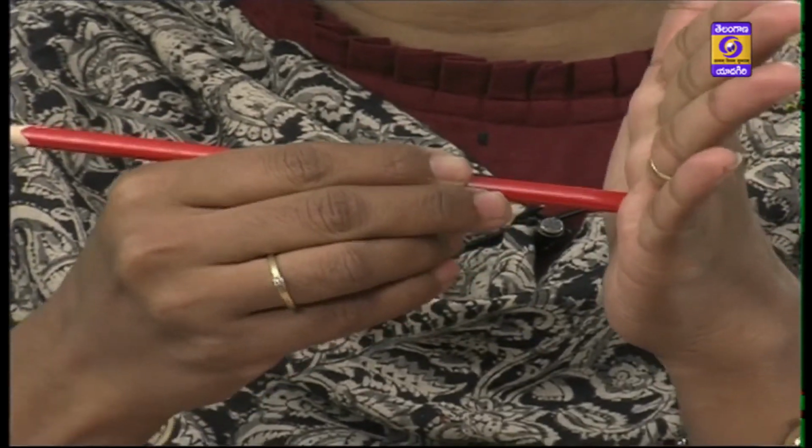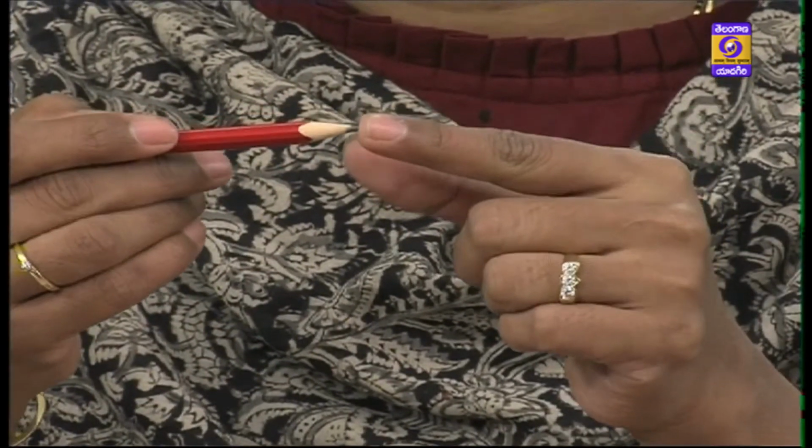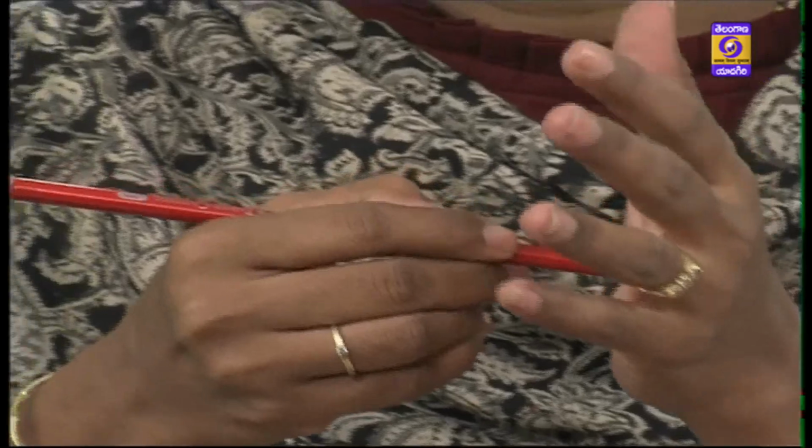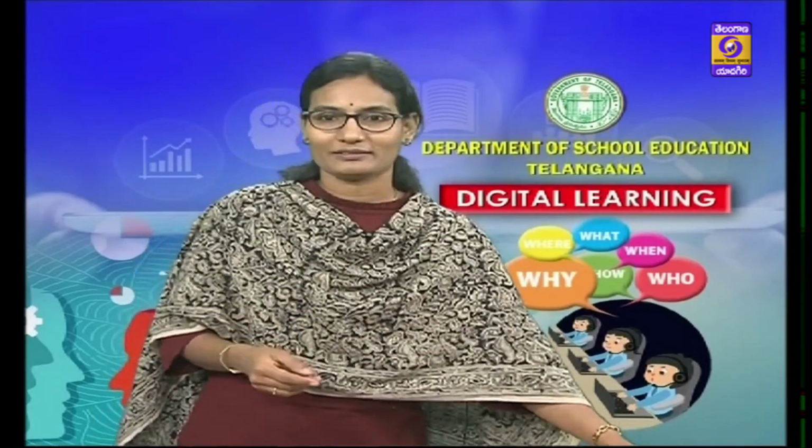What happened? What do you feel? Now push the pencil with its sharp end on your palm. It's paining. Yes or no, children? It's paining. Why is it paining? So what is the reason?